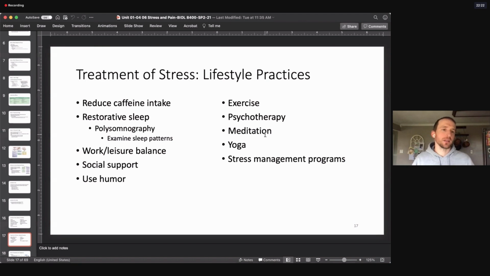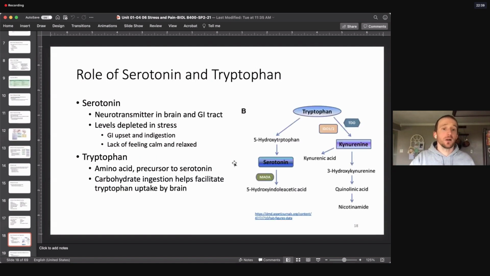There are a variety of lifestyle practices that can be used to cope with stress. But really it's finding what works for an individual, right? We all have predilections that can guide us to a more successful response. And in some cases, stress might need to be managed pharmacologically.